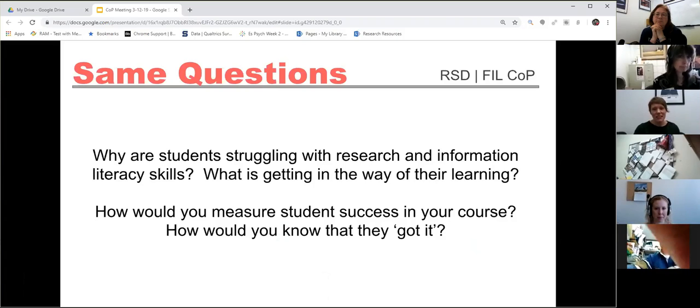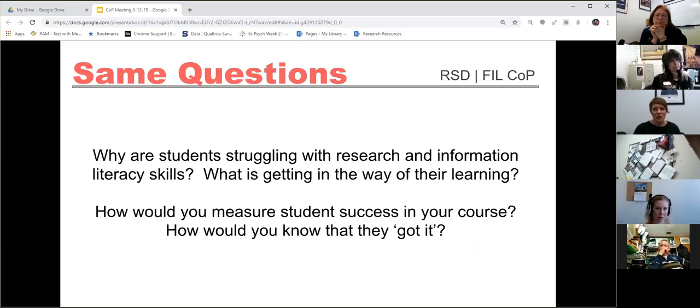But starting to shift our focus from the Research Skills Development Framework to the Framework for Information Literacy put out by ACRL, really we want to go back to the beginning. So we're asking the very same questions that we've been asking all along, which starts to feel redundant.